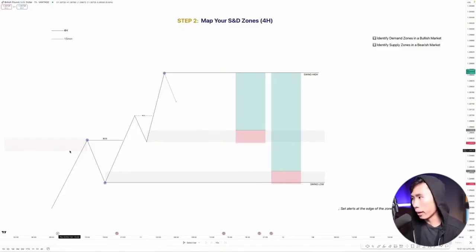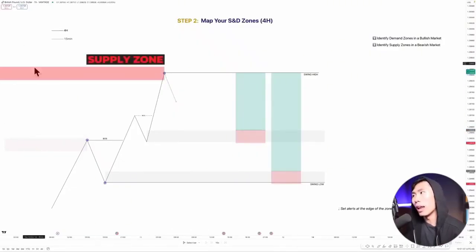Eventually, price will start pulling back again. Once again, why is it pulling back? Because it hit some sort of supply zone that we have on the left hand side, and supply stepped into the market and caused price to start turning bearish.